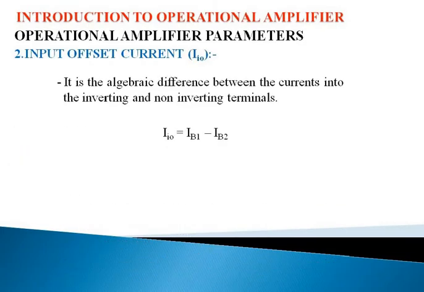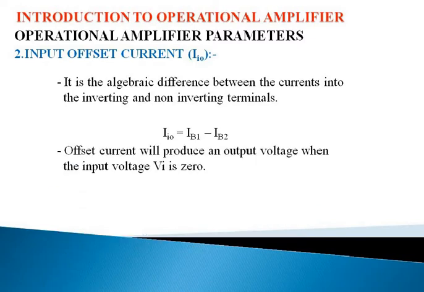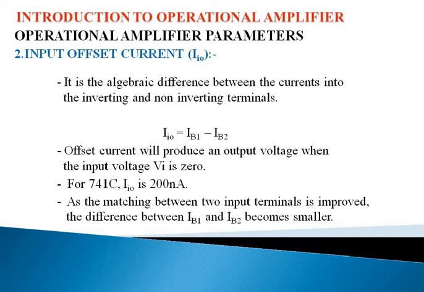The next is the input offset current. It is the algebraic difference between the currents into the inverting and non-inverting terminals. That is the difference of IB1 and IB2. Offset current will produce an output voltage when the input voltage VI is 0. And for 741, it is 200 nanoampere. As the matching between the two input terminals is improved, the difference between IB1 and IB2 becomes smaller. For an ideal case, we are taking IB1 and IB2 as 0. So for an ideal op-amp, this input offset current will be 0.